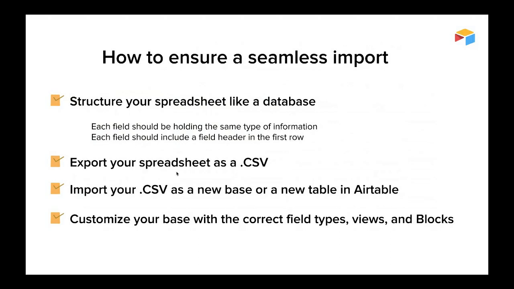Next, you'll need to export your spreadsheet as a CSV file. So not an Excel file, but a CSV file, which stands for comma-separated values. Next, you can import your CSV as a new base or a new table within Airtable. You can then customize your base so that it comes alive with the correct field types, the right views, the right blocks to really superpower your workflow with these customization options. So let's walk through what that would look like.